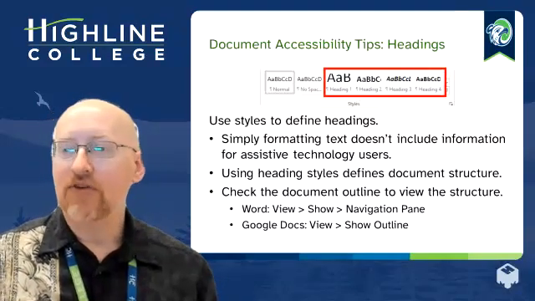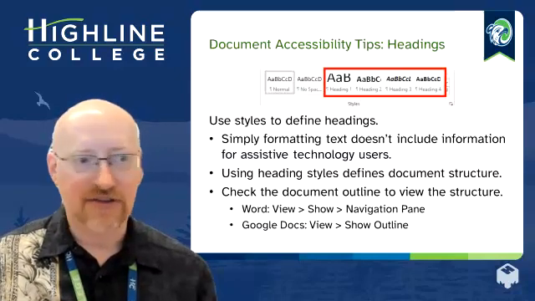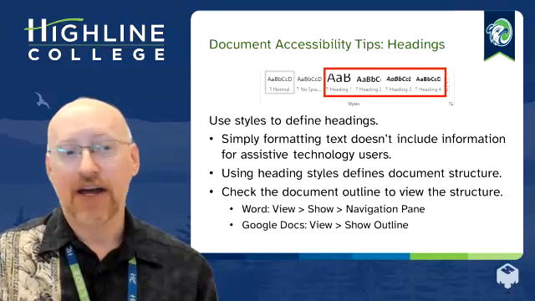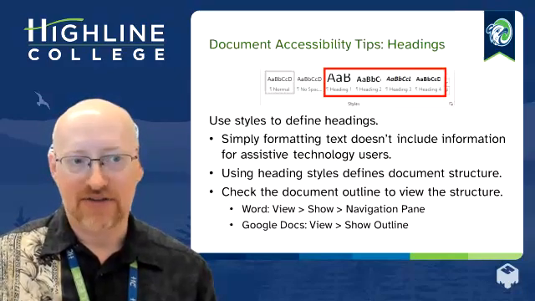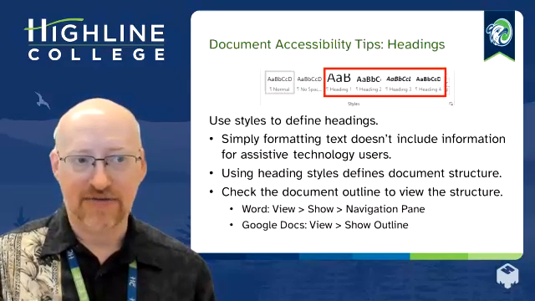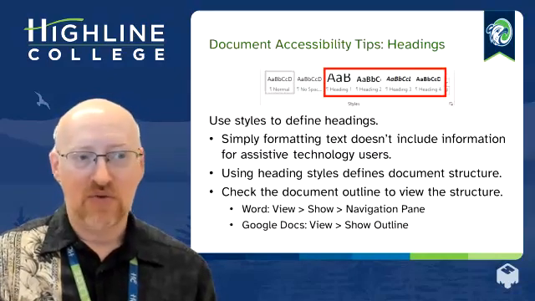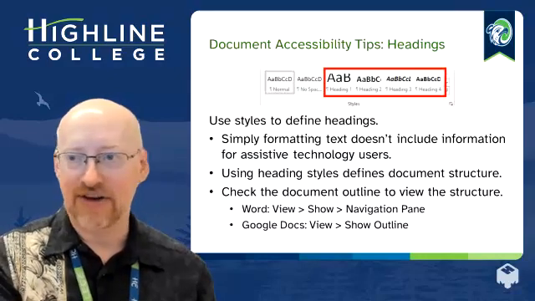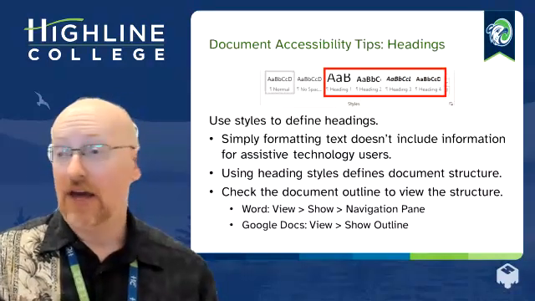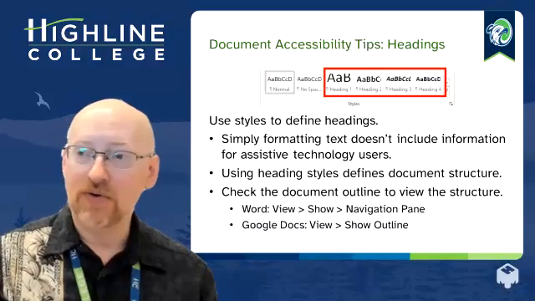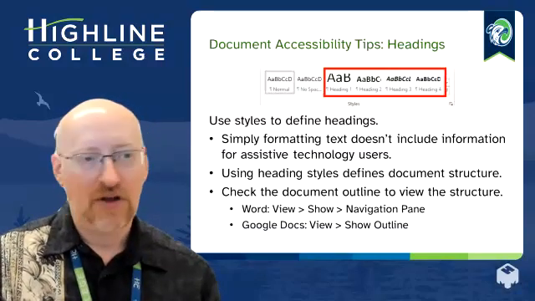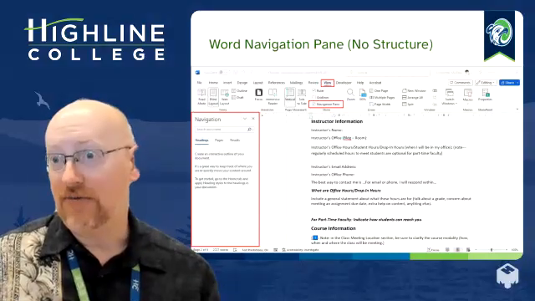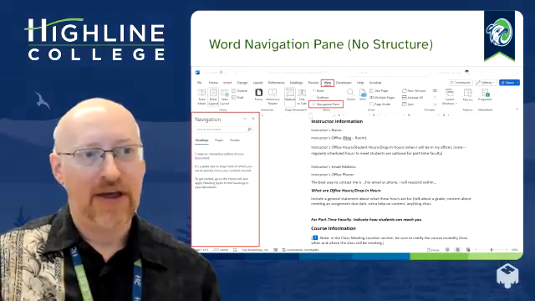And then finding out whether you have styles, I'll show this in the next couple screenshots. You can display a document outline to see whether your document has that structure created or not. In Word, you go to the View menu, Show, and then there's a navigation pane checkbox. If you're using Google Docs, again, the View menu, there's an option to Show Outline. So I'll just show these really quickly. It's a little small, but if you download the full presentation, you'll be able to see it a little better. But this is Word.